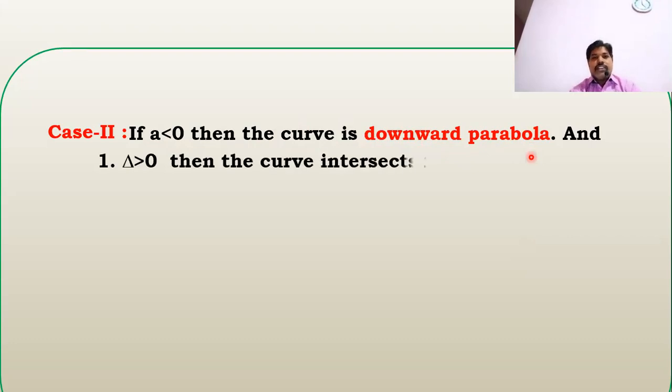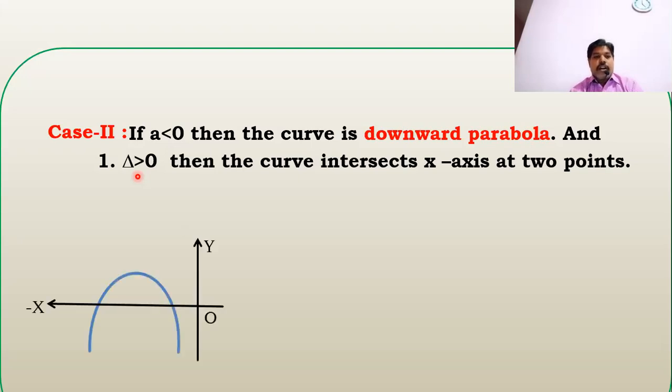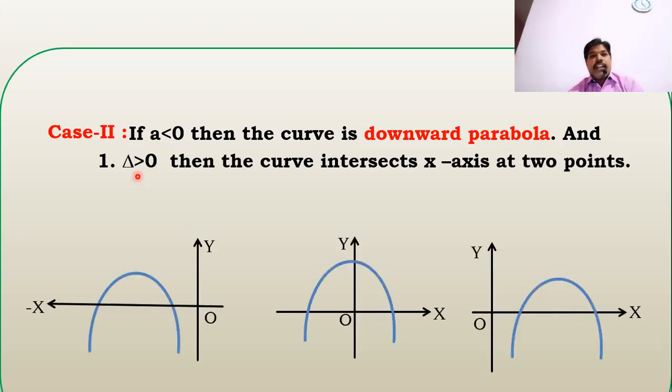Next, once again the three cases: delta greater than 0, delta equal to 0, and delta less than 0. First case, if delta is greater than 0, you already know that the curve intersects the x-axis at 2 points, but the curve is downward. So what is the parabola? It is in any one of these 3, and the curve intersects the x-axis at 2 points. Why? Because the discriminant is greater than 0. So that's why you will get 2 roots.